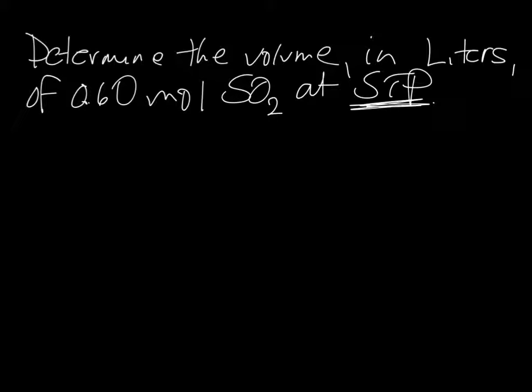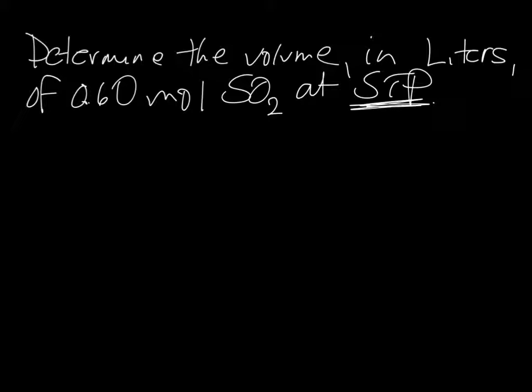Alright, so this one says determine the volume in liters of 0.60 moles of SO2 at STP. SO2 is sulfur dioxide. It's an air pollutant, and of course, one of the causes of acid rain. You'll see a lot of that in California. All right, so we want to determine the volume in liters of 0.60 moles of SO2 at STP.